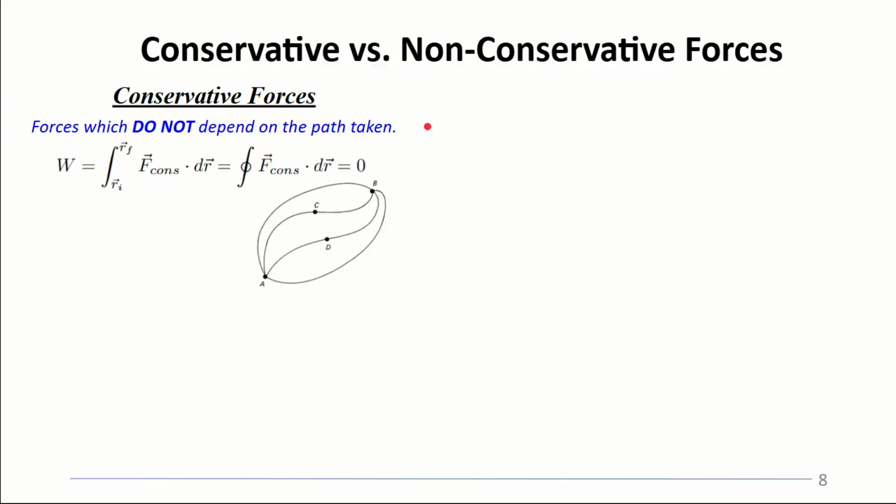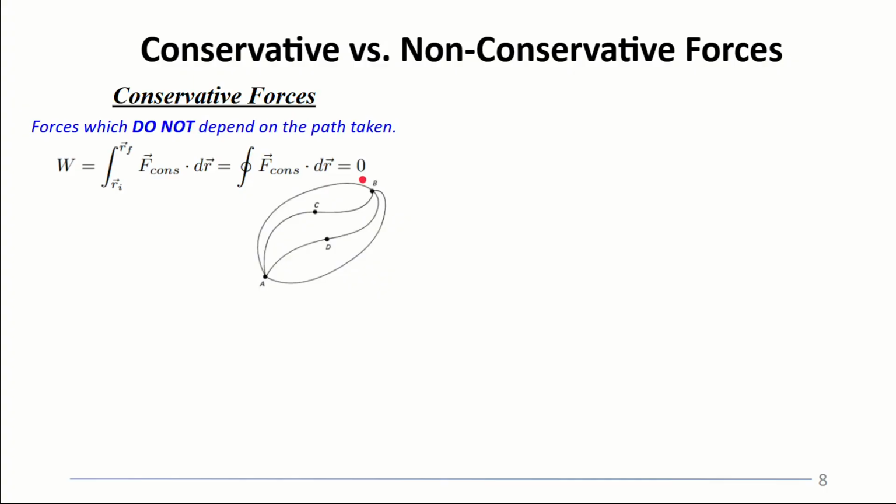What this means is that we have an integral that represents our work. Of course, we saw that from last class. We go from an initial position to a final position, and then we take the dot product of our force and then dot it with our displacement vectors. But we can also rewrite this in this form right here, where we have an integral with a circle to represent a closed path. And in the case of conservative forces, the work is going to be equal to 0.